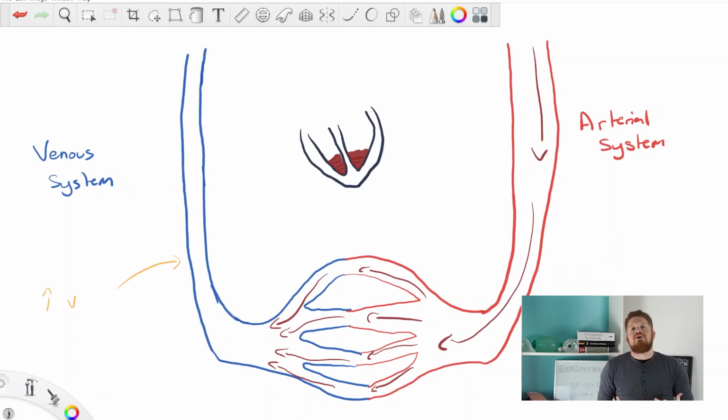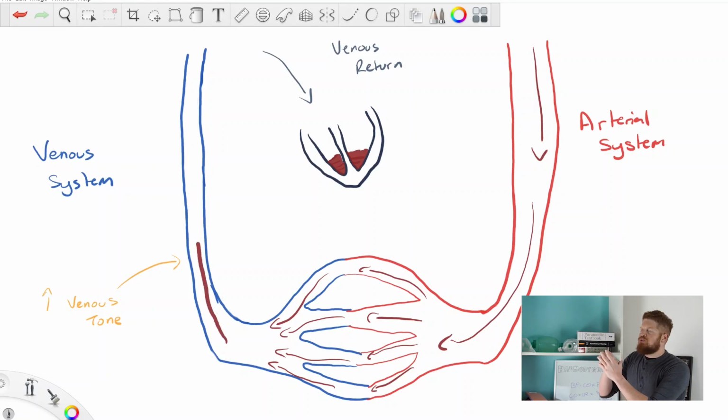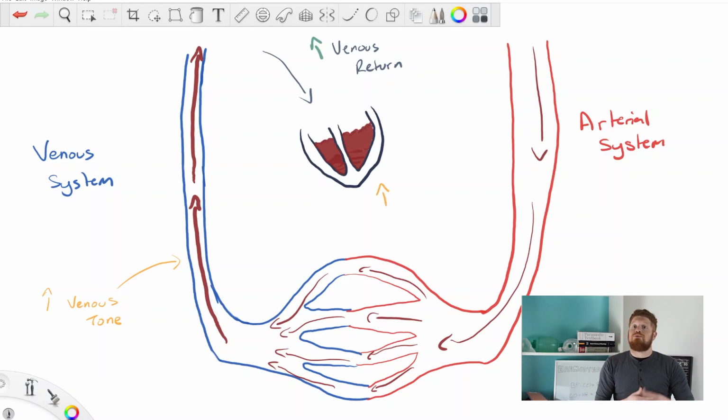Preload is highly dependent on our body's venous tone. If we have an increased tone in our venous system, what this means is that we have constriction of our veins. Now, what do veins do? Veins bring blood back to the heart. So if we constrict all those veins, what we're doing is we're increasing the amount of pressure with which the blood returns to the heart, which increases this thing called venous return.